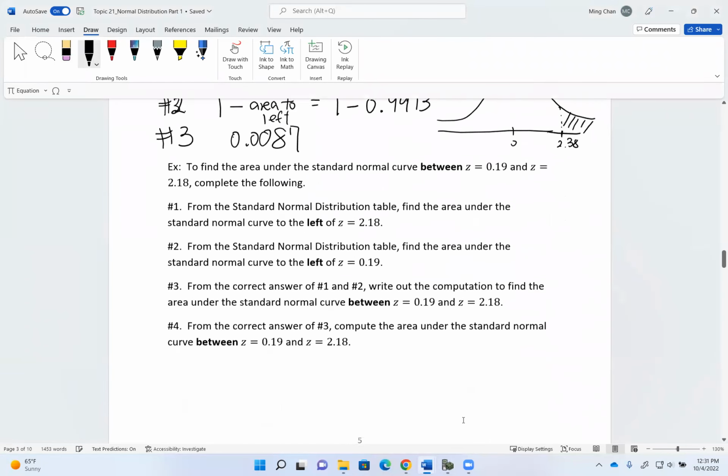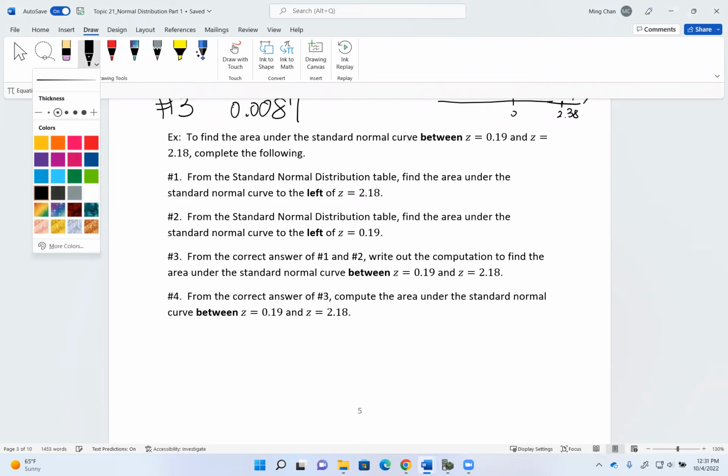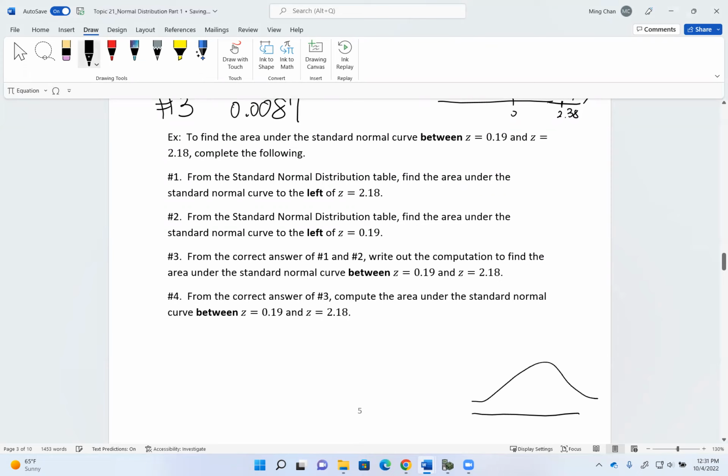All right. Find the area under the standard normal curve between 0.19 and 2.18. So let me draw this standard normal again. The mean is right here in the middle. 2.18 is to the right of it, and 0.19 is a little bit to the left. So I'm looking for the area in between them.